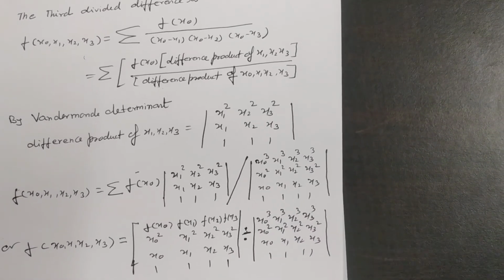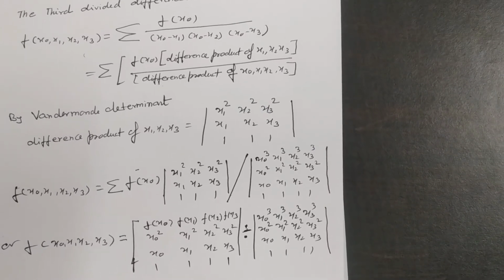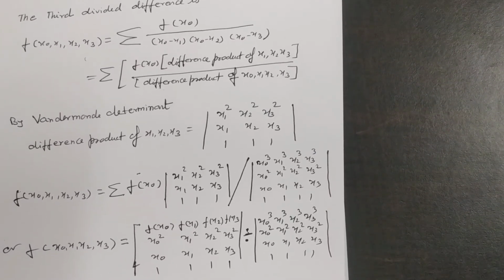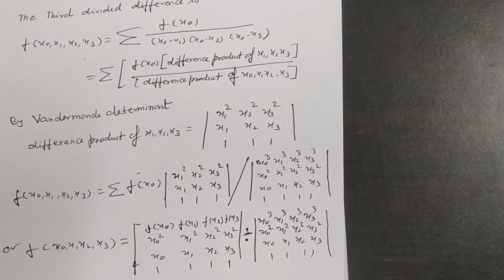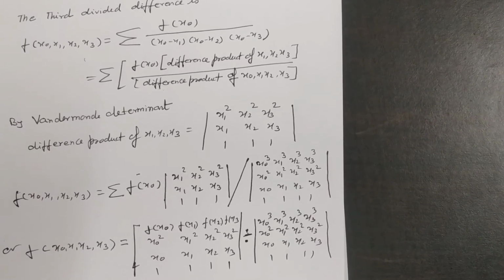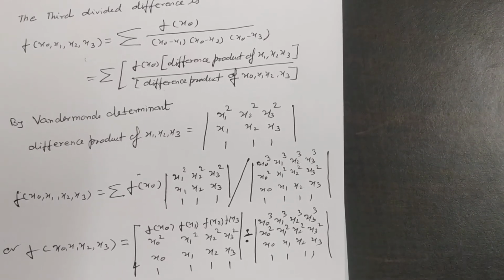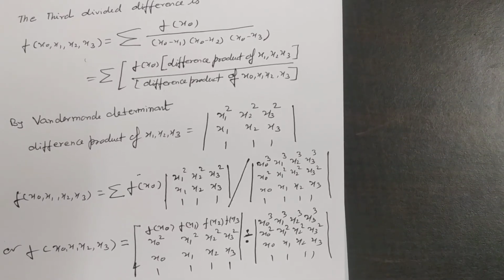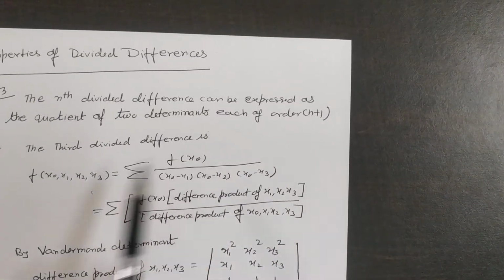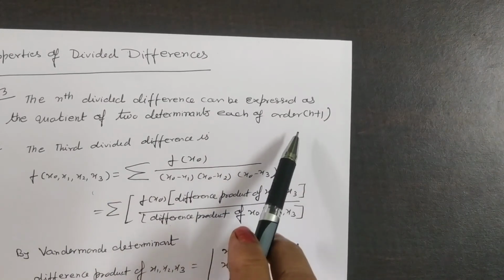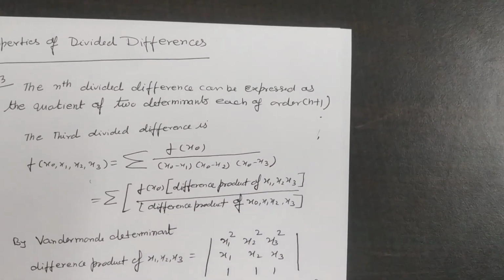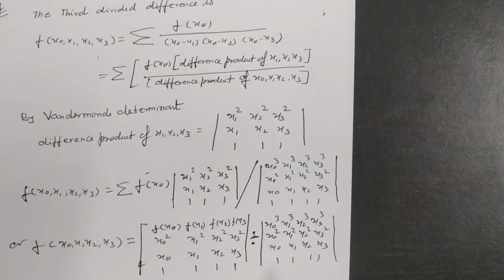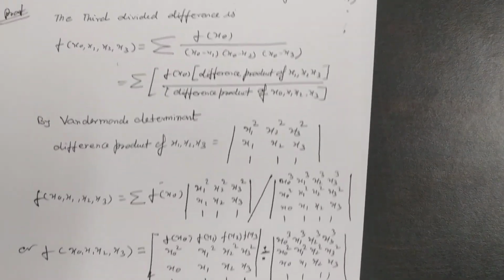Proceeding in a similar way, we can represent higher order differences as the quotient of two determinants, each of order one more than the order of the difference. Similarly, you can prove that the nth divided difference can be expressed as the quotient of two determinants, each of order n plus 1. Clear? This is the third property of the divided difference.